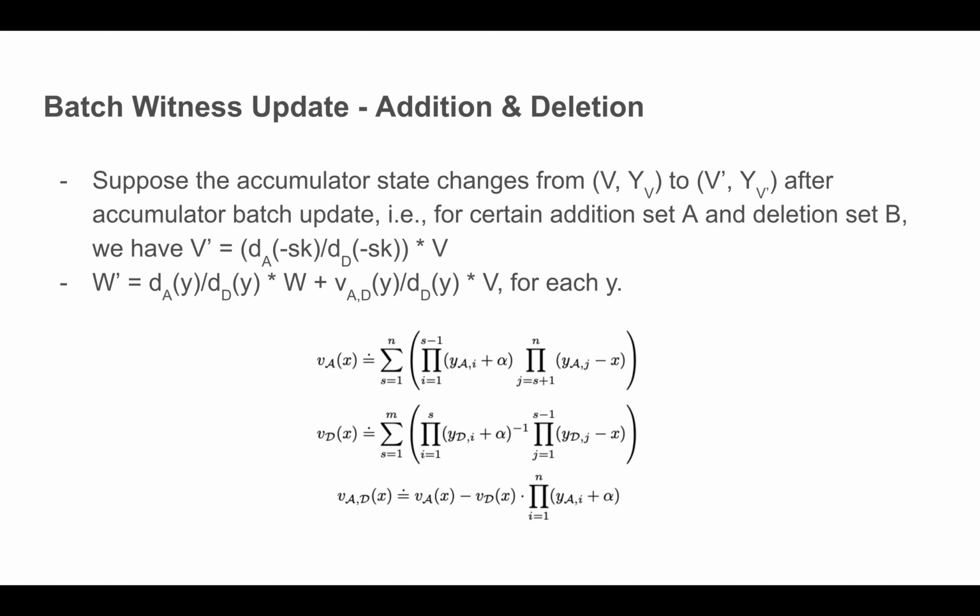Accordingly, we need a batch witness update because we changed the state of the accumulator, and this step is way more complicated because of some polynomial operations. To update the witness, you need to compute some new polynomials VA, VD, and VAD. That means you compute DA divided by DD on input Y times W plus VAD divided by DD times V for each Y, where W is your current witness and W prime is your new witness.